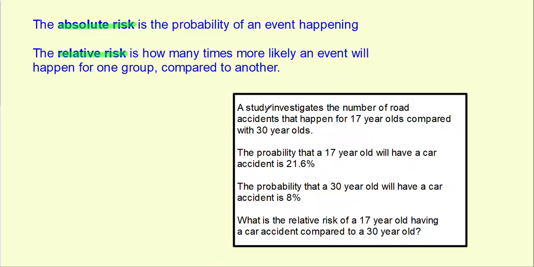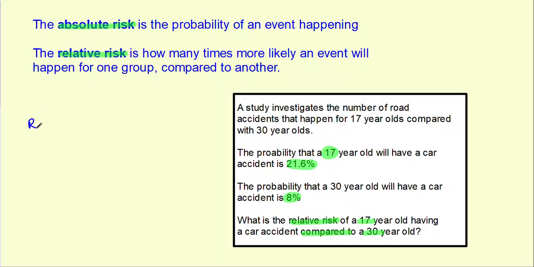Right, so if a study investigates the number of road accidents that happen for 17-year-olds compared to 30-year-olds, the probability that a 17-year-old will have a car accident is 21.6%, and the probability that a 30-year-old will have a car accident is 8%. What is the relative risk of a 17-year-old having a car accident compared to a 30-year-old? How many more times likely is a 17-year-old going to have a car accident compared to a 30-year-old?